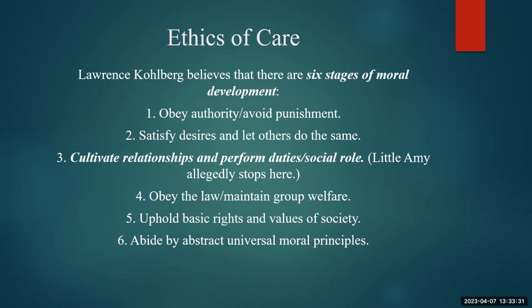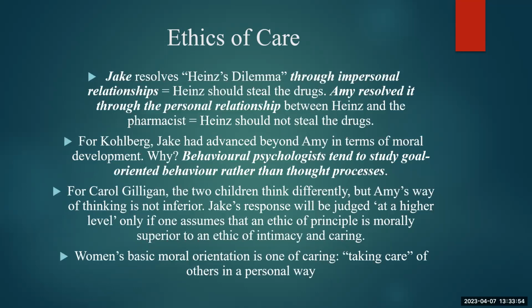What Kohlberg was not doing was looking at how Amy was examining and thinking about moral dilemmas. And so of the 6, the one that matters is number 3, cultivating relationships and performing duties and social roles, that both Jake and Amy can do. But for some reason, Kohlberg thought that little Amy stopped at that particular point. So Kohlberg came up with this rather difficult dilemma that Heinz was facing.